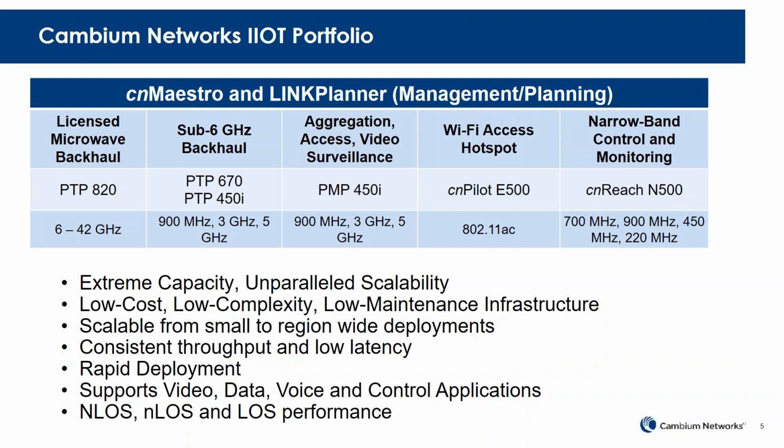And then we have our CN Pilot, which is our Wi-Fi access hotspot. The E500 is particularly well suited for outdoor rugged environments. It's IP67, and it provides an integrated omni antenna. So it's a nice small package that can be deployed in a very remote area and provides that Wi-Fi access to personnel and field technicians.